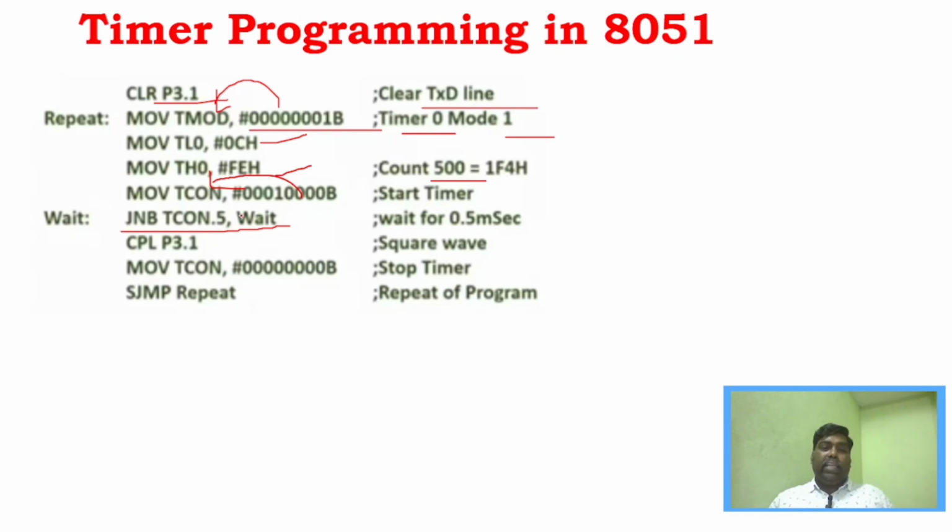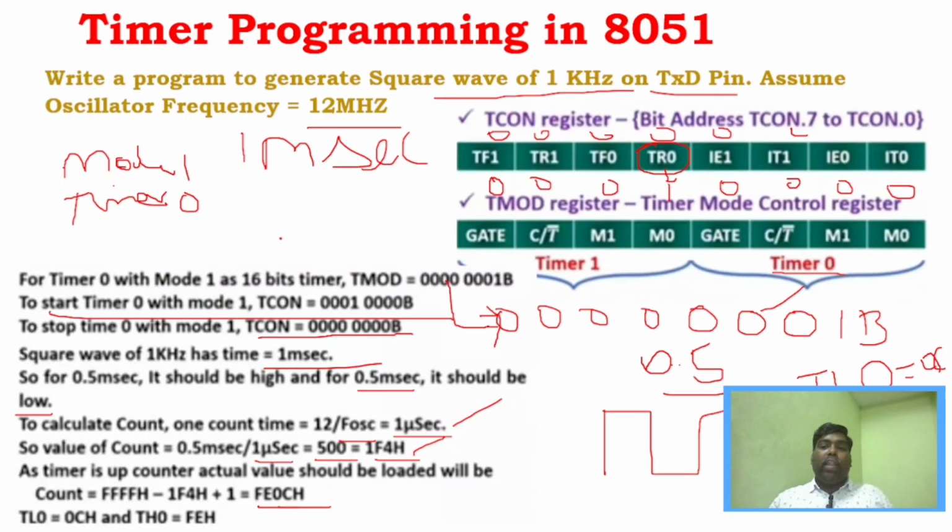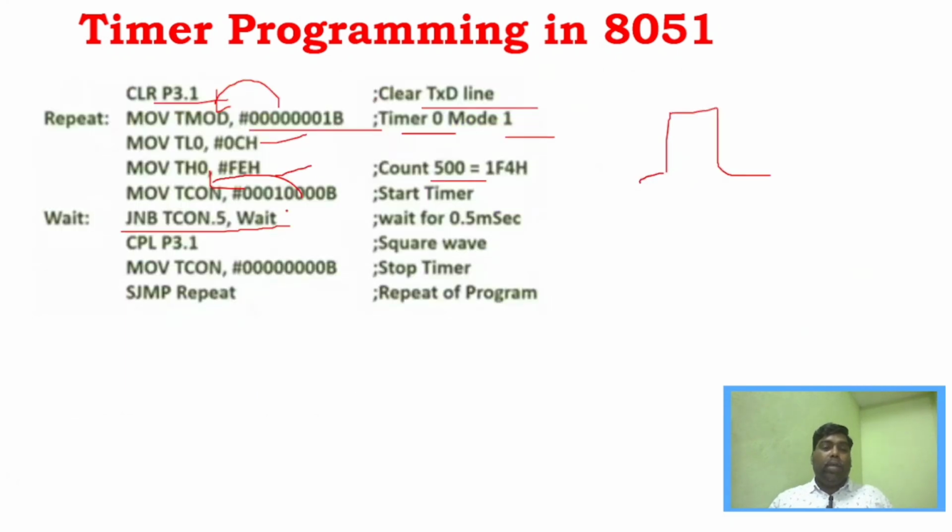So this particular timer has to be enabled until it generates a particular square wave, that is one positive pulse. So we have to wait until the overflow happens. When the overflow happens, the TF flag must become 1, that is bit 0 1 2 3 4 5, that has to be set to 1. Until this bit is set, it will loop here, that is jump if not bit, jumping in the same place, so that the timer generates that square wave for the count value which we have given.